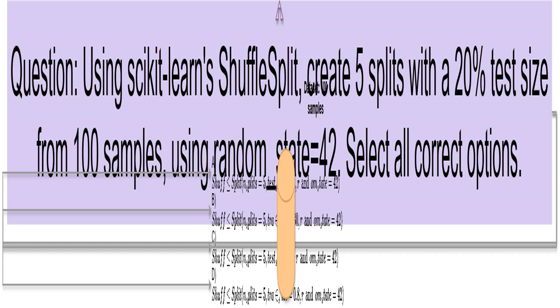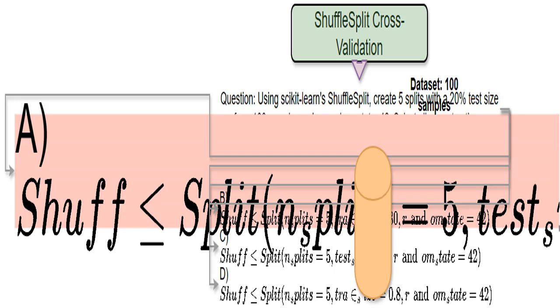The goal is to set up a cross-validation process using the ShuffleSplit function from Sklearn, splitting the data into 5 sets, where 20% of the data is used for testing and the rest for training. The random state of 42 ensures consistent results every time you run it. Here, I'm specifying 5 splits, a test size of 20%, and a random state of 42. This correctly sets up the desired splits.